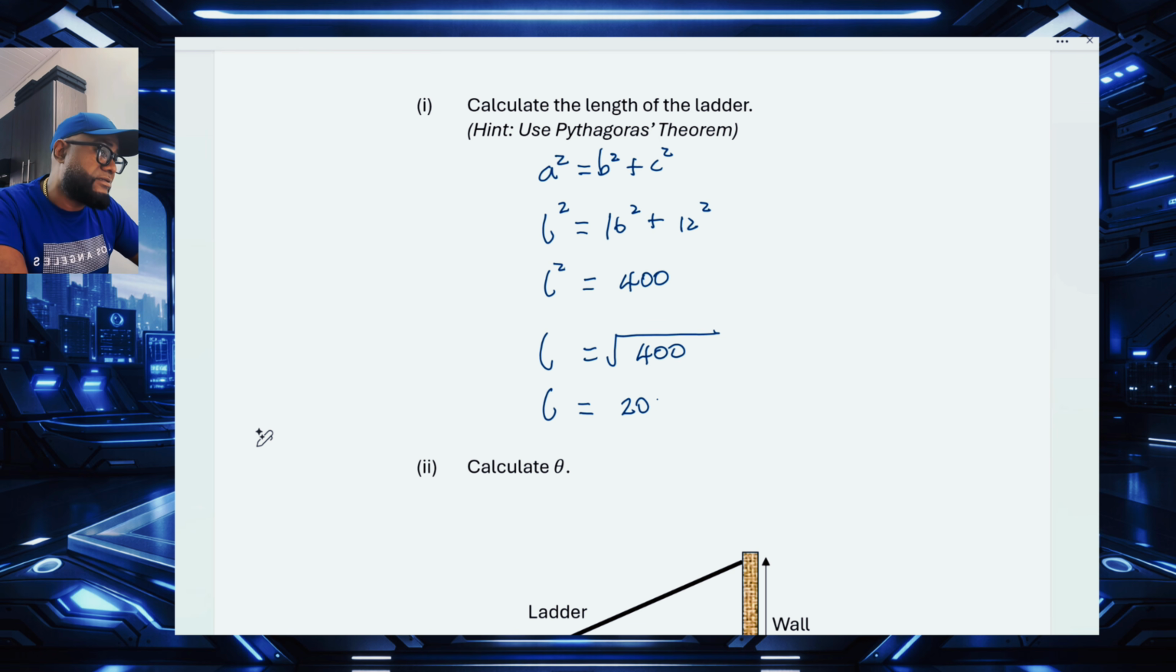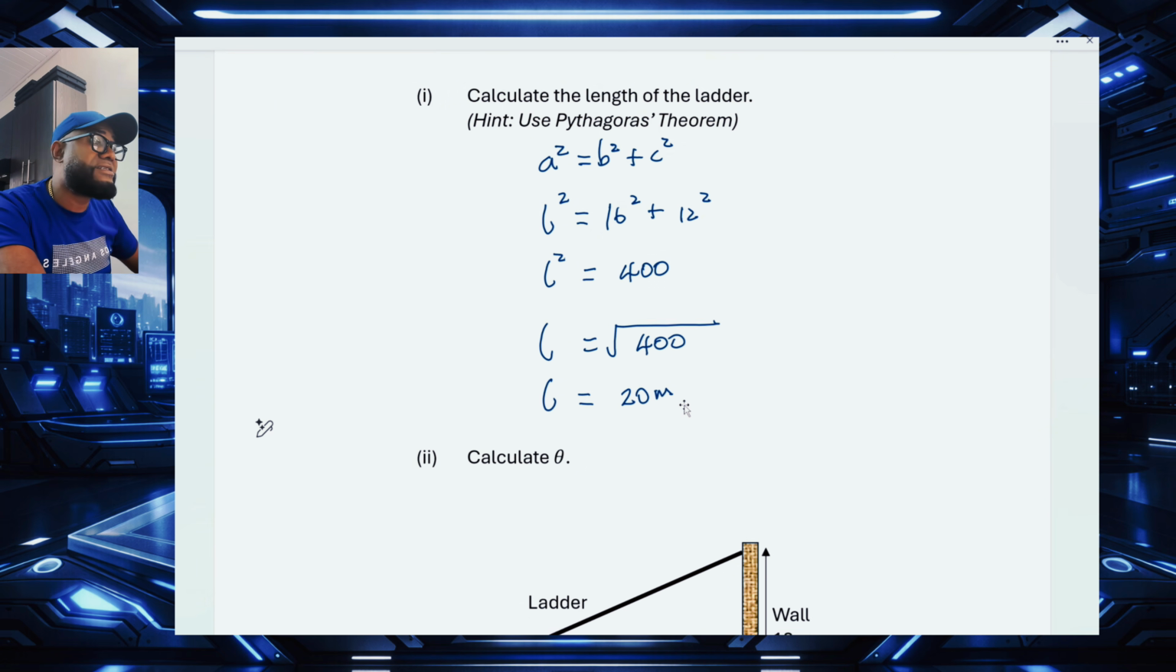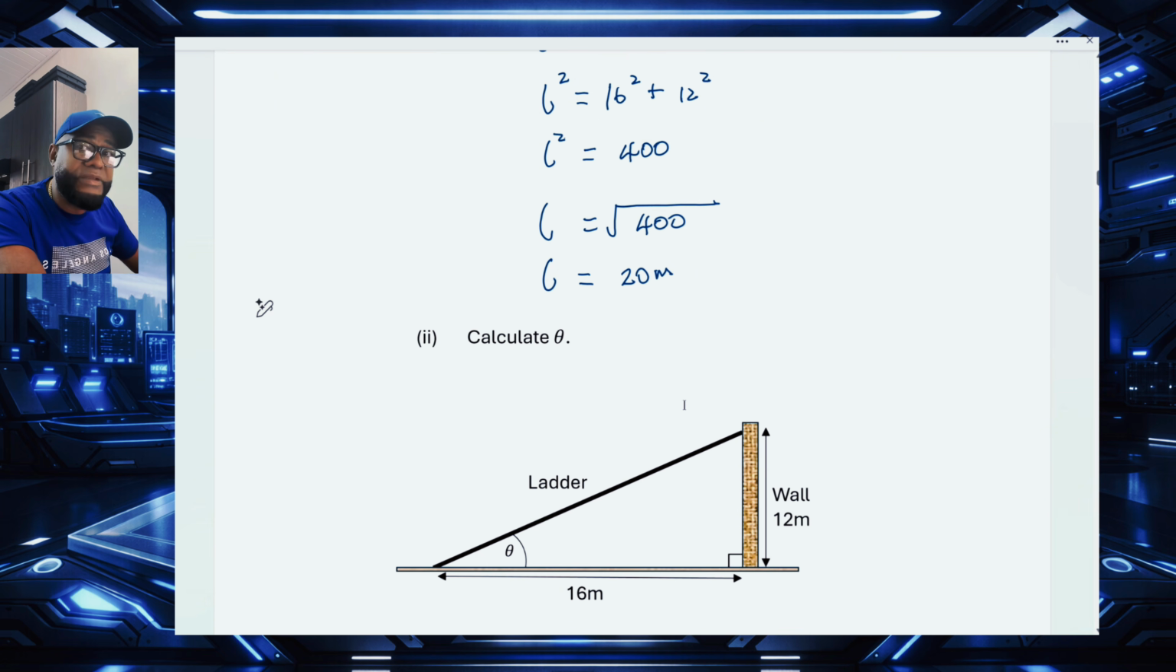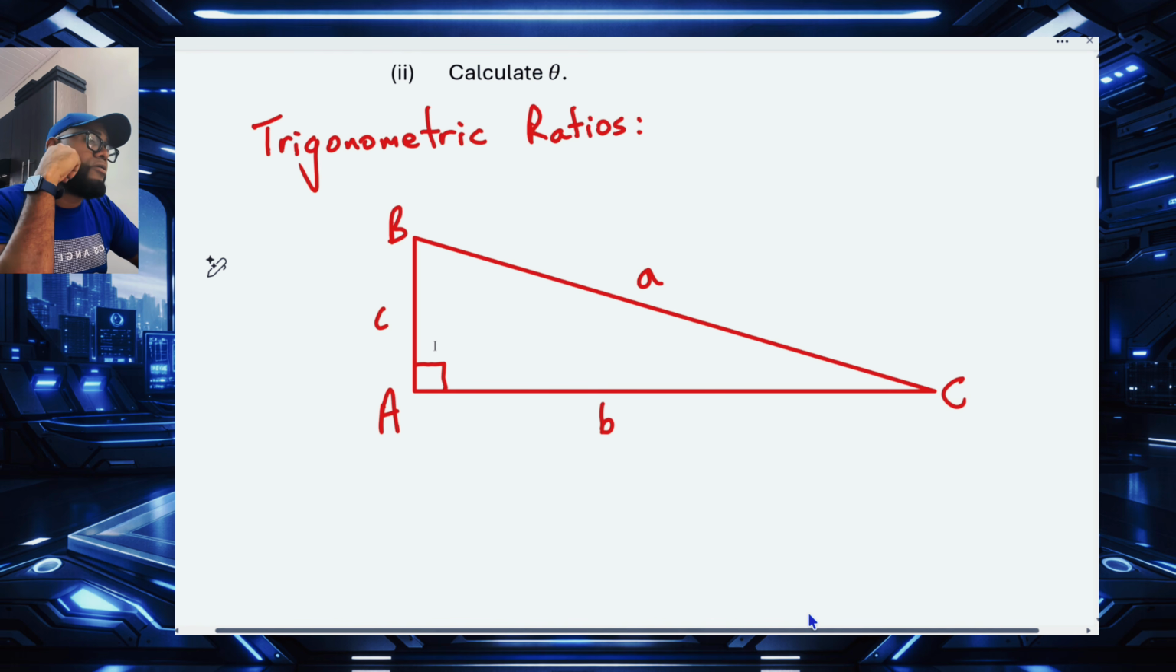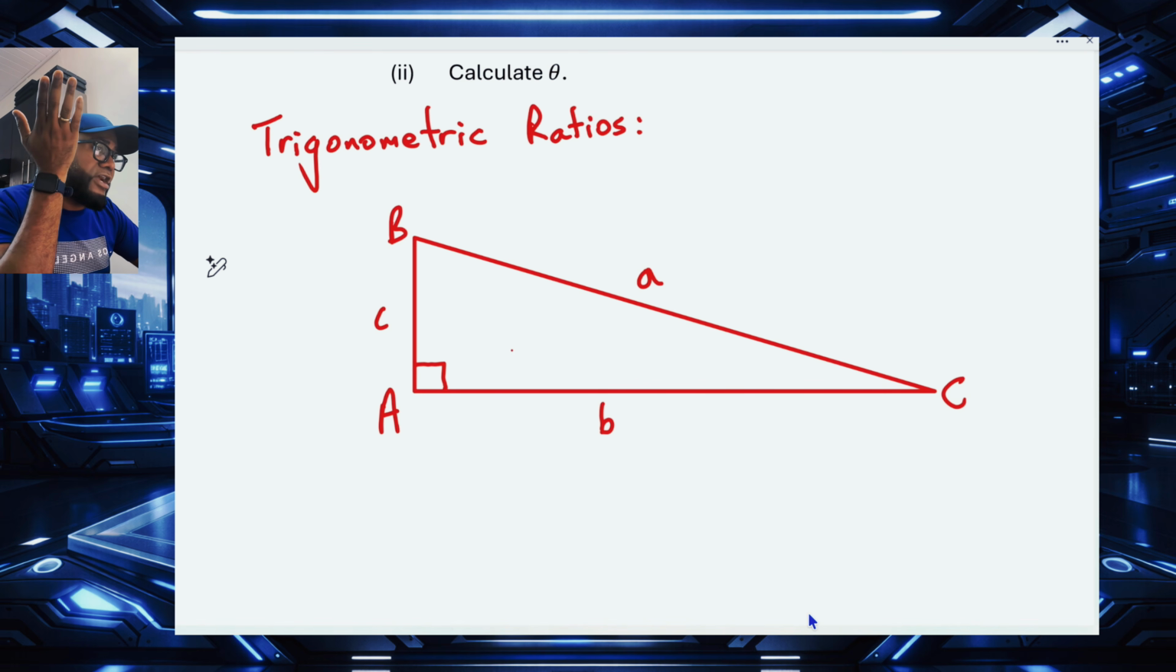20 meters. Points to note: your hypotenuse will always be your longest side. This is the notation of a triangle. You have capital A, capital B, capital C. Now, within this triangle, you have angles. We're going to call this angle theta. This symbol is theta.